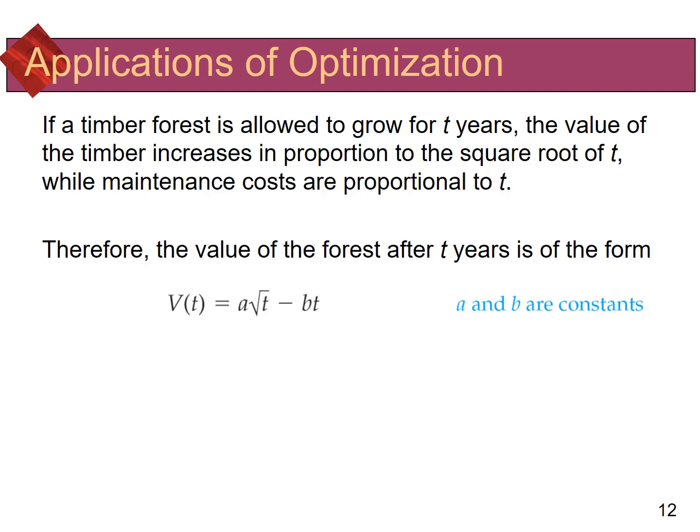In this case, if a timber forest is allowed to grow for T years, the value of the timber increases in proportion to the square root of T, while maintenance costs are proportional to T. So after T years, the value of the forest is of the form A times the square root of T minus B times T, where A and B are constant values.